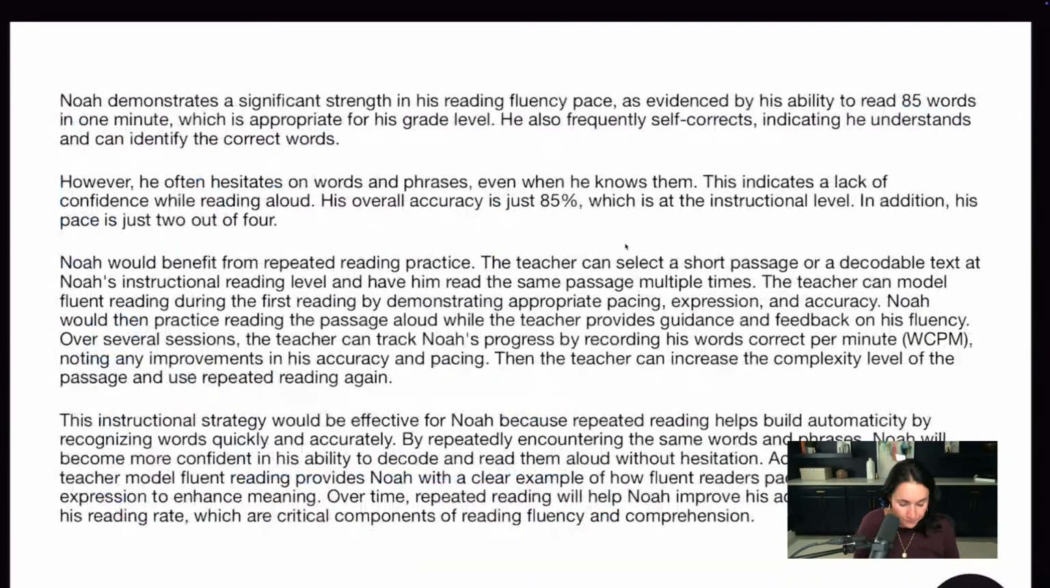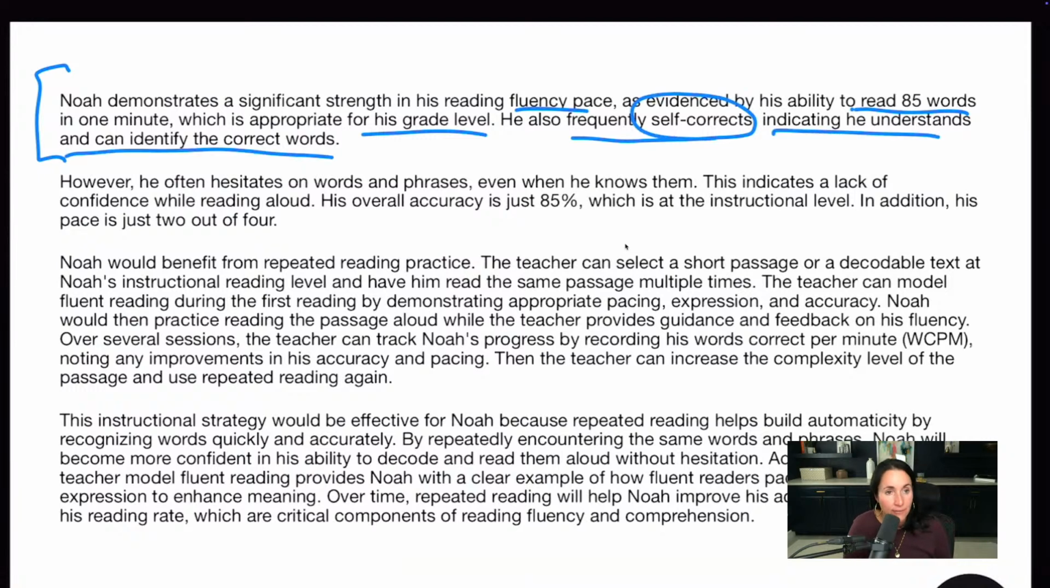So in paragraph 1, I identify a strength. Noah demonstrates a significant strength in his reading fluency pace, as evident by his ability to read 85 words in 1 minute, which is appropriate for the grade level. He also frequently self-corrects, indicating he understands that he can identify correct words. So he knows he's messing up and he's fixing it. So that is a strength. That's really good, actually. All right.